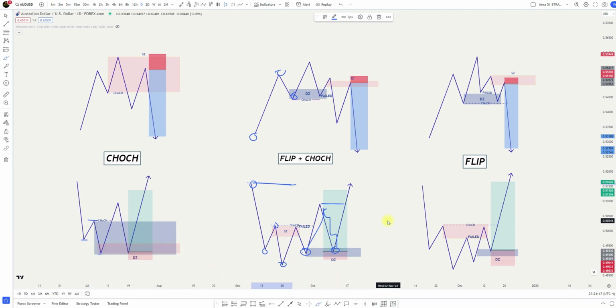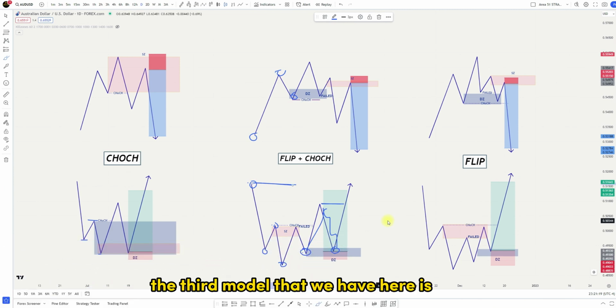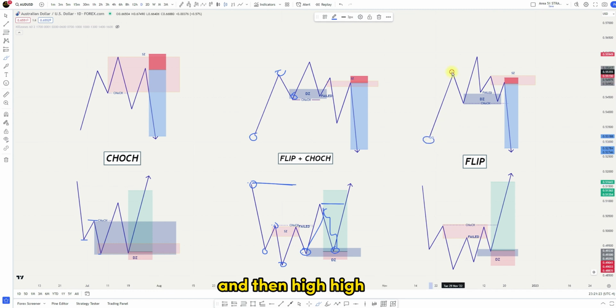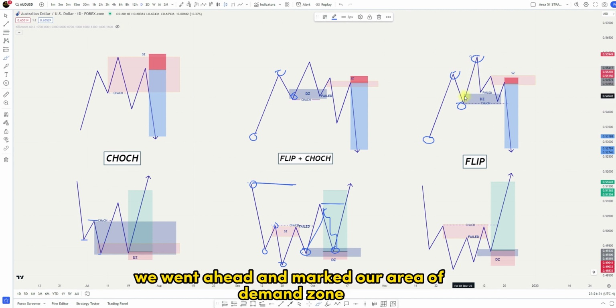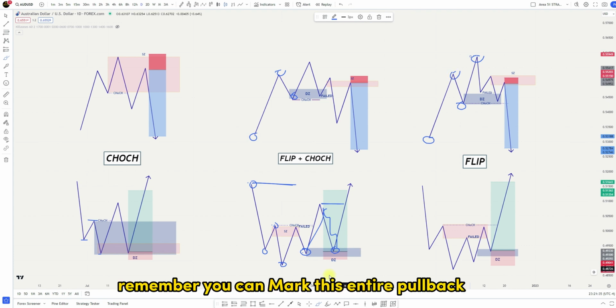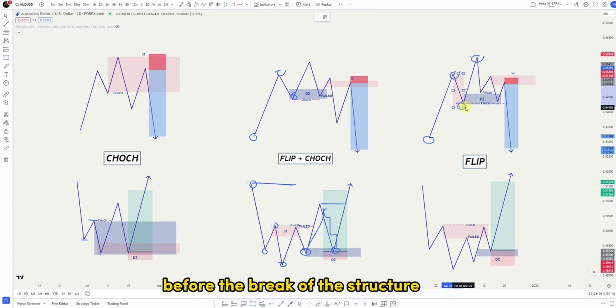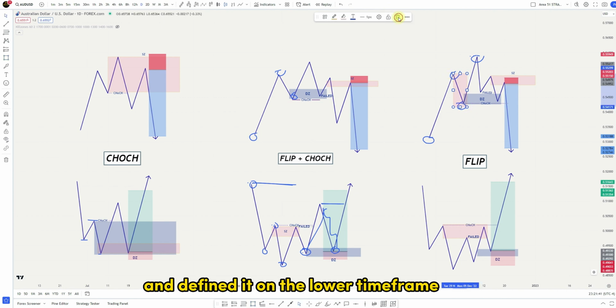Okay, the third model that we have here is price creating a lower low, and then a higher high, and then a higher low, higher high. Once the price created the higher high, we went ahead and marked our area of demand zone. Remember, you can mark this entire pullback before the break of this structure and refine it on the lower time frame.